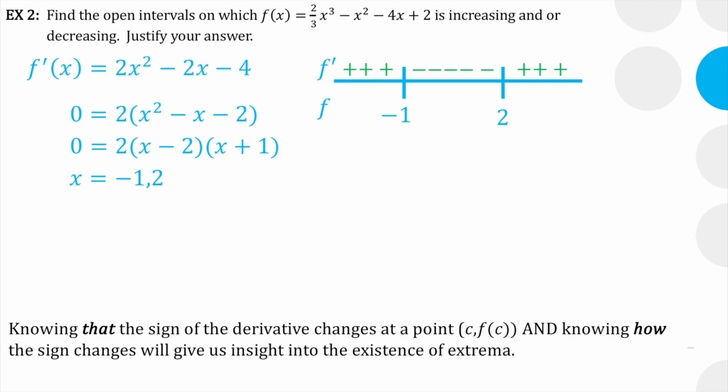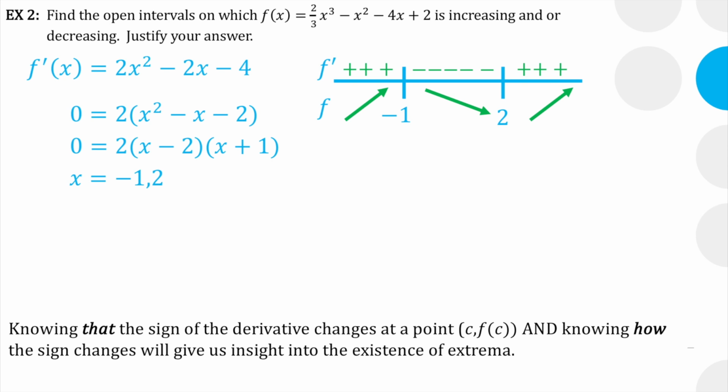Now, what is this telling me? When the derivative is positive, my function is increasing. When my derivative is negative, my function is decreasing. And then it's positive again, so it's increasing. So check this out. You can kind of see what the graph is doing, can't you?